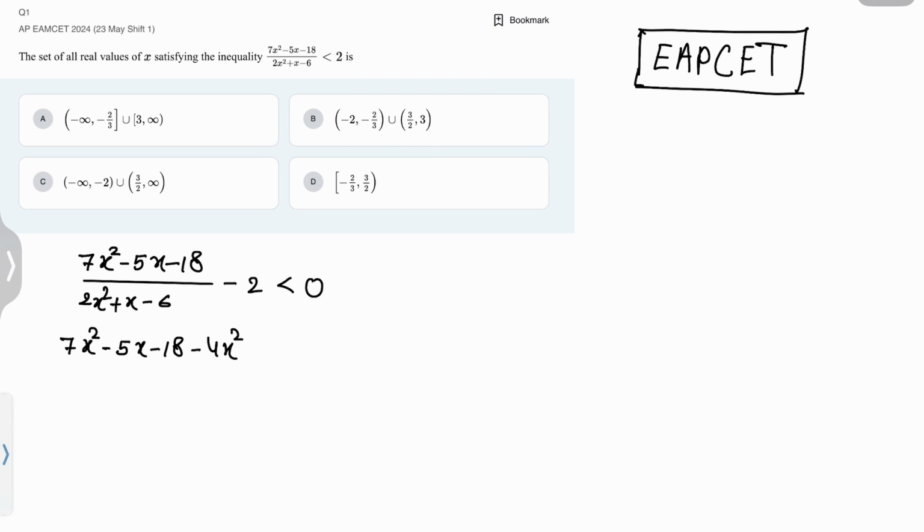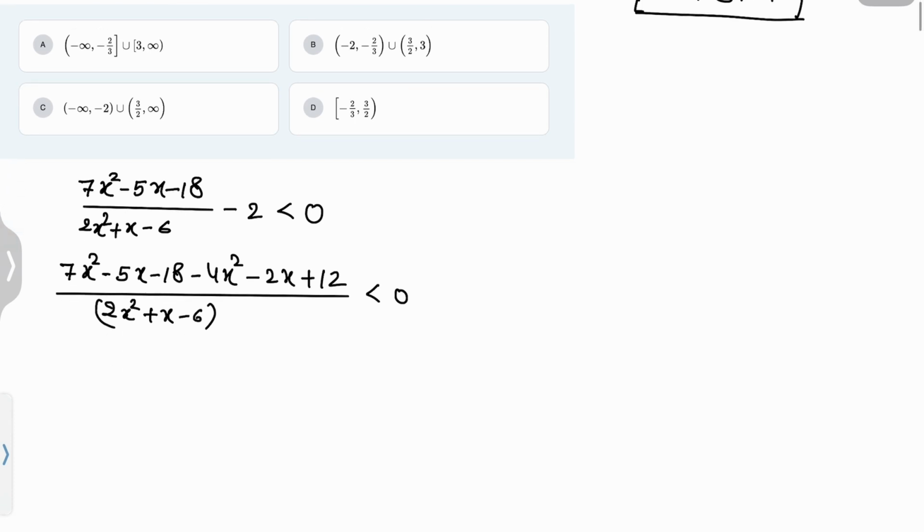and all the value signs are changed. So 2x plus 12, correct, and then divided by 2x square plus x minus 6, right, and less than 0. So you can calculate: 7 minus 4 is 3x square, minus 5x minus x is minus 6x, and minus 18 plus 12 is minus 6, less than 0, divided by 2x square plus x minus 6. Okay, no problem.